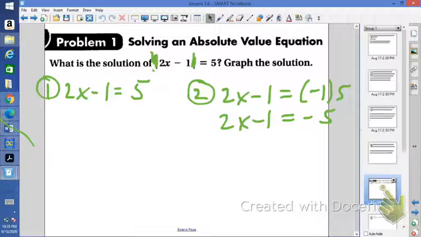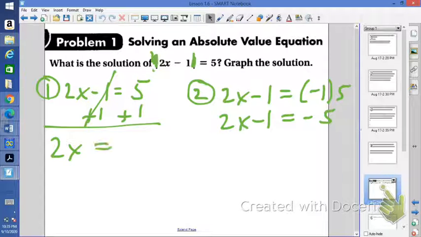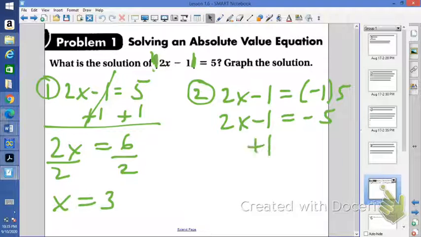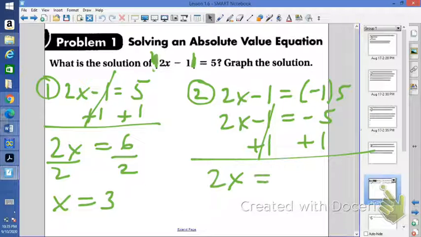Now go ahead and solve both equations. Let's do the first one. Add 1 to both sides, so we have 2x equaling 6. Divide both sides by 2, so x equals 3. For the second equation, we add 1 to both sides, so we have 2x equaling -5 plus 1, which is -4. Divide both sides by 2, so x equals -2.